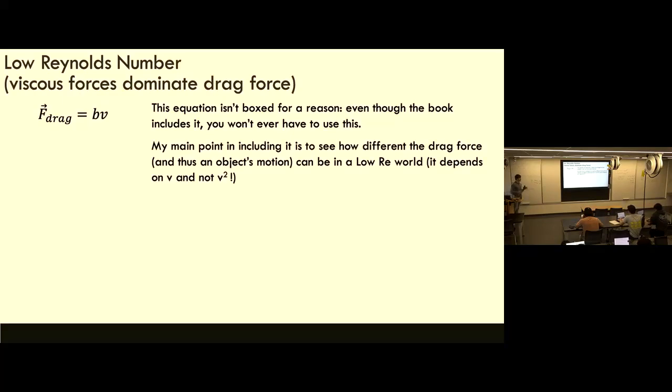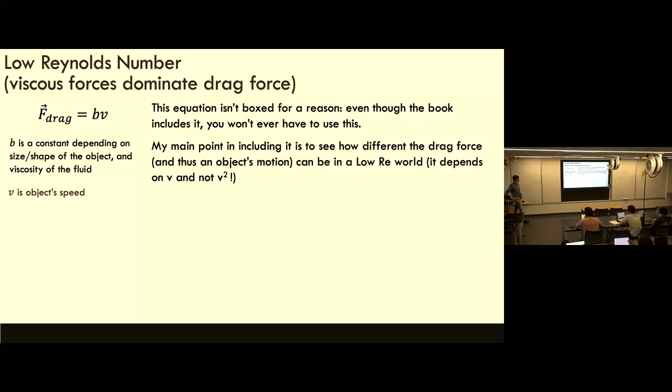When we have high Reynolds number and it's more important to move stuff out of the way, it turned out that the force depended on velocity squared. When it's more important how sticky the substance is, things sticking along the side of it, it turns out to depend on velocity. So that's kind of the B, just a coefficient that tells us how sticky the fluid is, how big the object is, not super important.